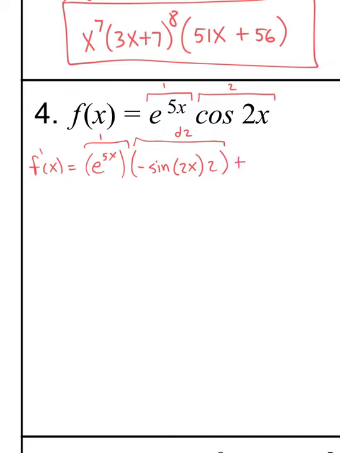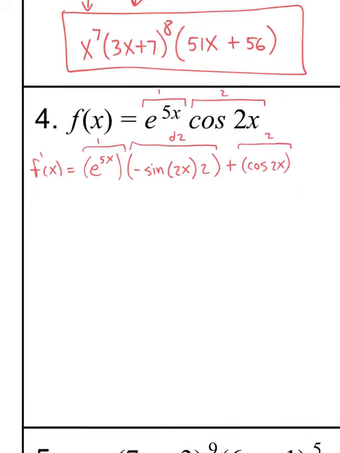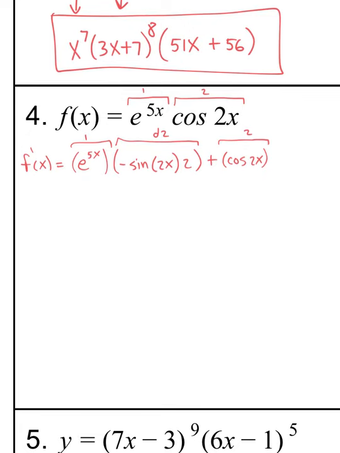Now we come back with plus. We need the second function as is, cosine of 2x. So that is the second function as is. And then the derivative of the first function is also a chain rule. The derivative of the outer is e to something. The inner as is, 5x. And the derivative of the inner is 5. So there is our d1. All right, now let's clean up each term right here.